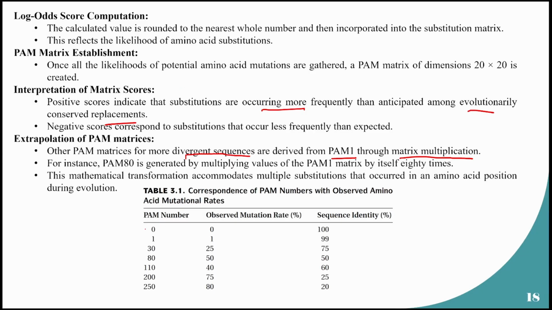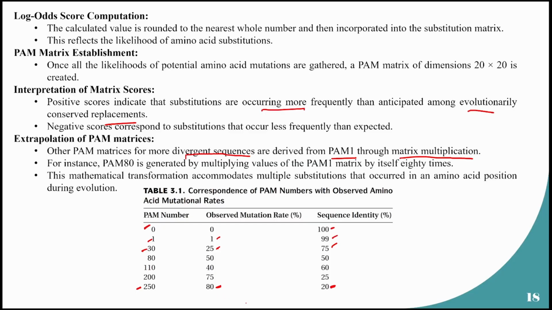Okay. And here is a quick table. If your PAM number is 0, that indicates that the observed mutation rate is 0% and the sequence identity is 100%. If the PAM number is 1, then the mutation rate is 1%, sequence identity is 99%. If it is PAM 30, the observed mutation rate is 25%, sequence identity is 75%, and so on and so forth. If you go to a very high value, for example PAM 250, you will see that the observed mutation rate is 80%, sequence identity is only 20%.